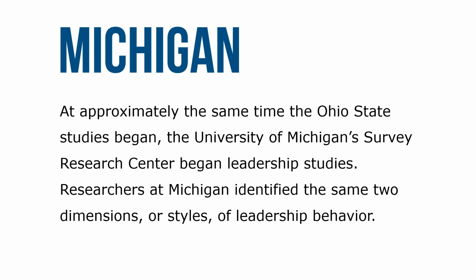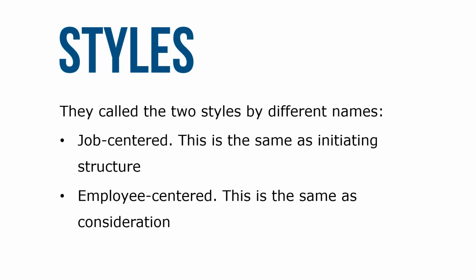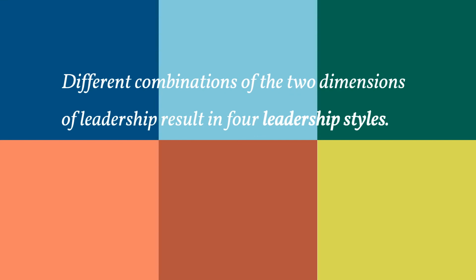At approximately the same time as the Ohio State studies, the University of Michigan Survey Research Center began leadership studies. Researchers at Michigan identified the same two dimensions or styles of leadership behavior. However, they called the two styles by different names: job centered, which is the same as initiating structure, and employee centered, which is the same as consideration. Different combinations of the two dimensions of leadership result in four leadership styles.